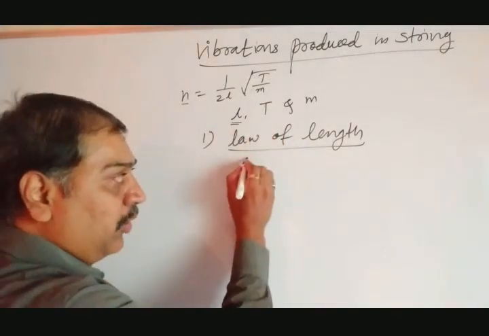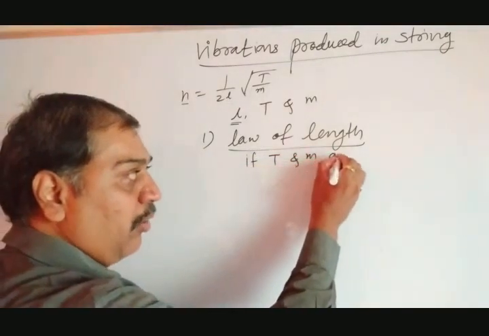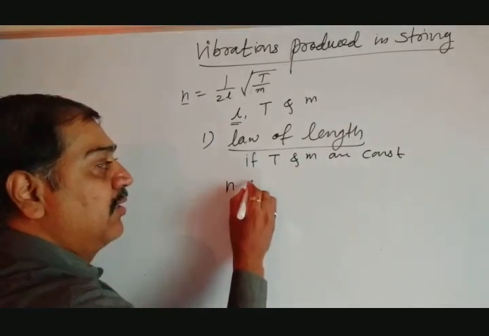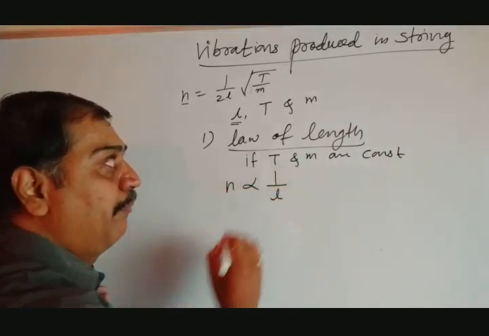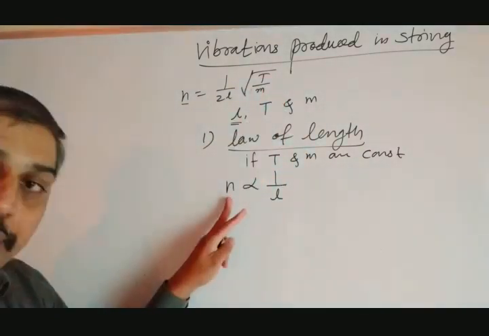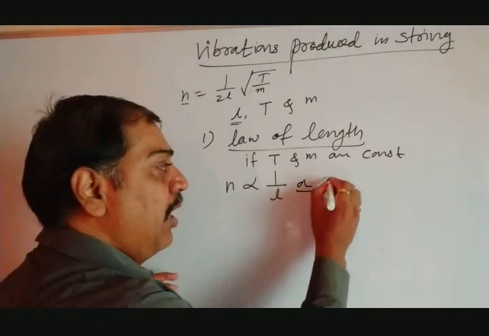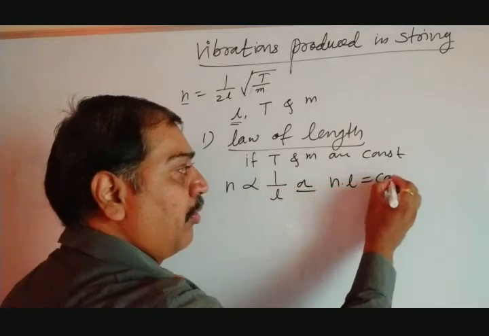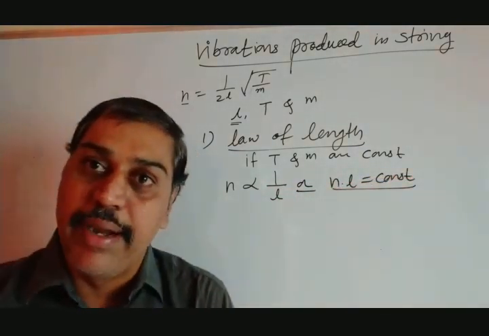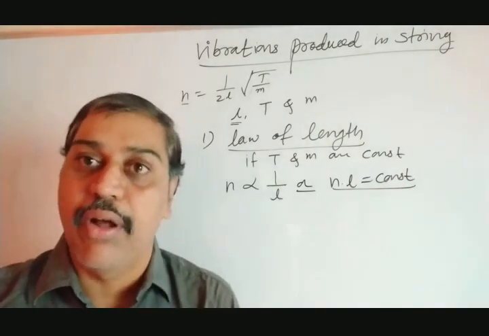If T tension and mass per unit length are constant, then what will occur in this equation? N is inversely proportional to L. T and M are constant, 2 is a number, it is also constant. So fundamental frequency is inversely proportional to vibrating length, or we can write N into L equal to some constant of proportionality. This is said to be the first law of vibrating string, that is law of length, because it gives the relation of length.